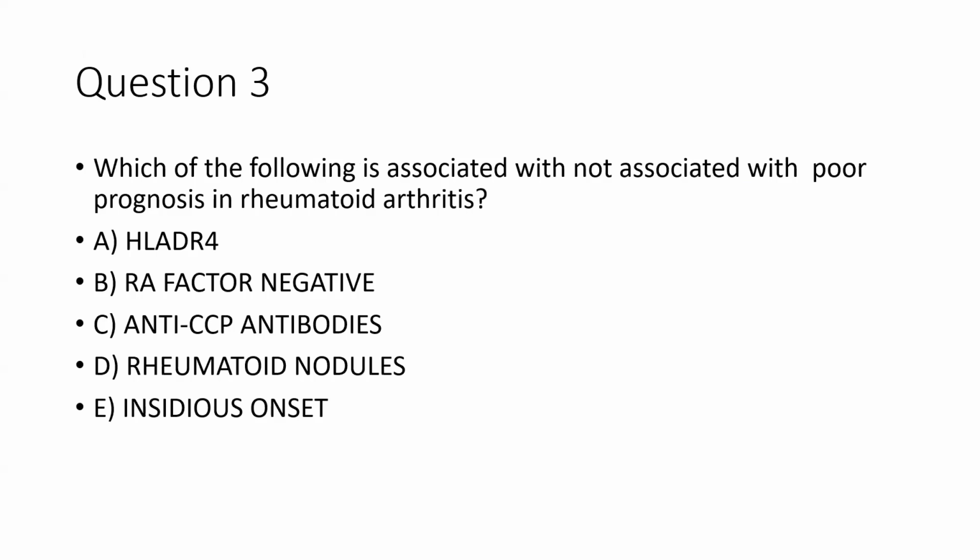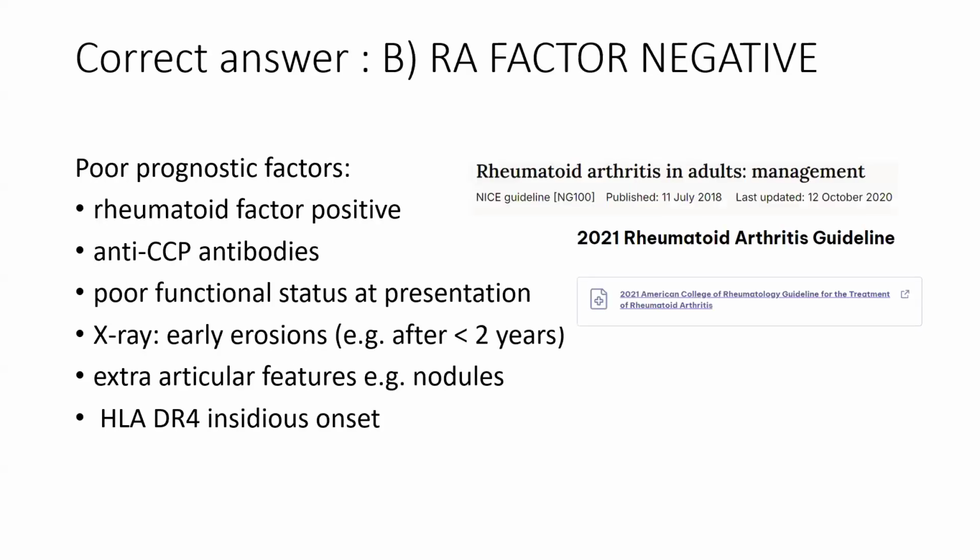Let's move forward. Which of the following is not associated with poor prognosis in rheumatoid arthritis? Is it HLA-DR4? Is it RA factor being negative? Is it anti-CCP antibodies? Is it rheumatoid nodules? Is it insidious onset of the disease? So again, which of the following is not associated with poor prognosis in rheumatoid arthritis? So the correct answer here is RA factor being negative. That's not associated with poor prognosis.